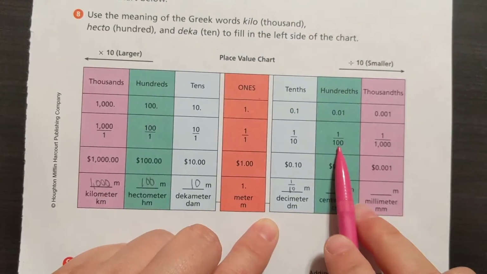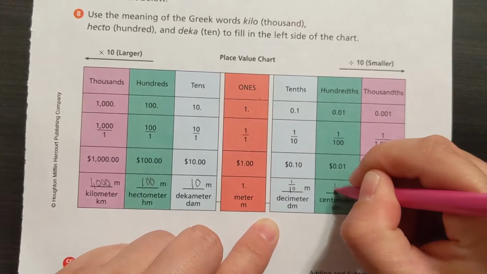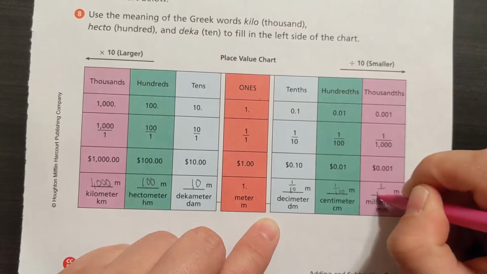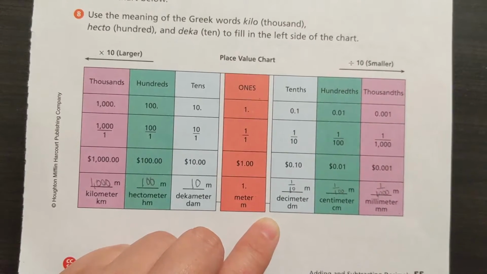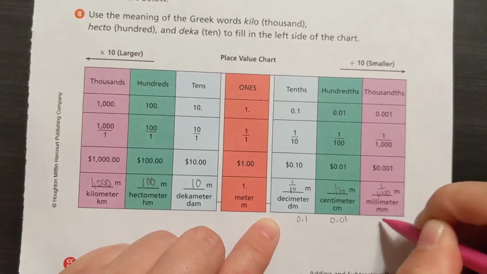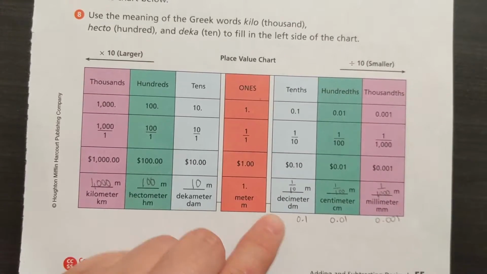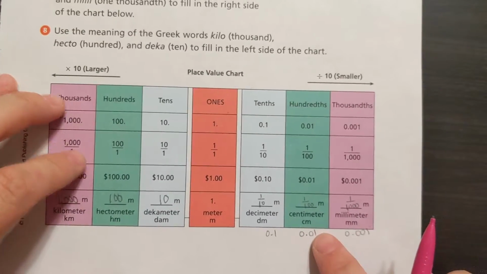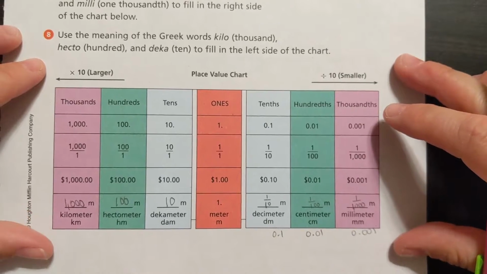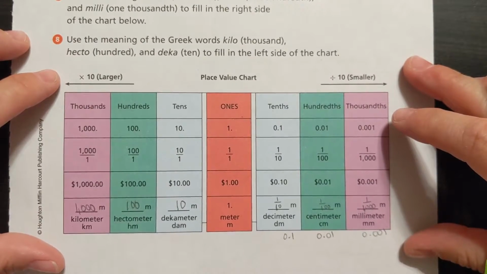And instead of 100, it's going to be 1/100th of a meter. And this one's going to be 1,000th of a meter. And remember, those could be represented like this: 0.1, 0.01, 0.001. So I really wanted to draw your attention to this chart because we are going to be gluing it into our journal, and we're going to now be asked some questions about this.